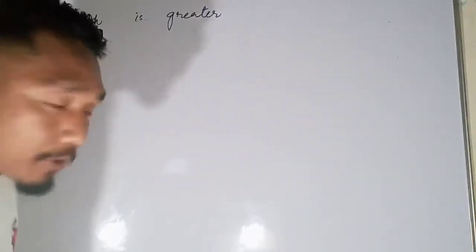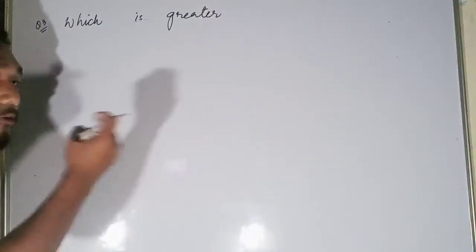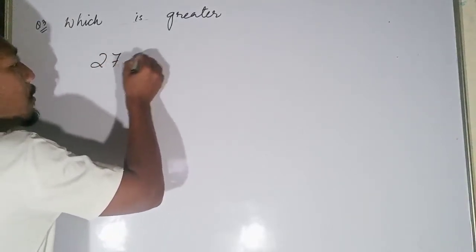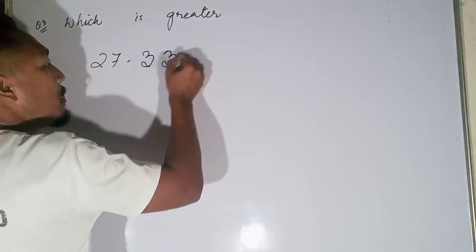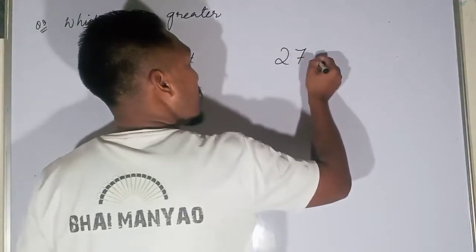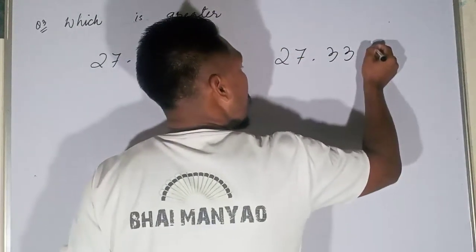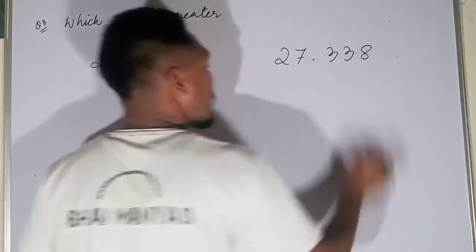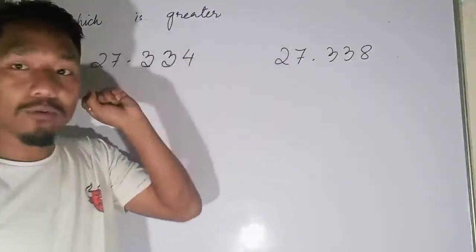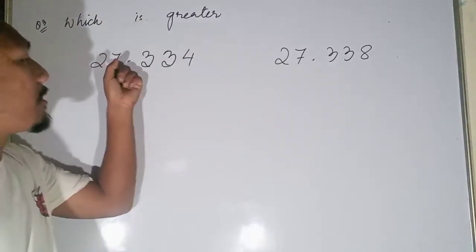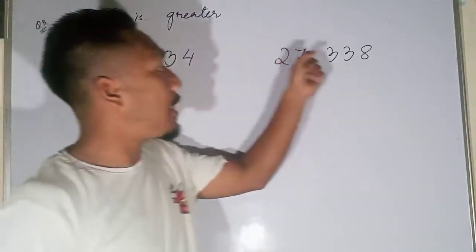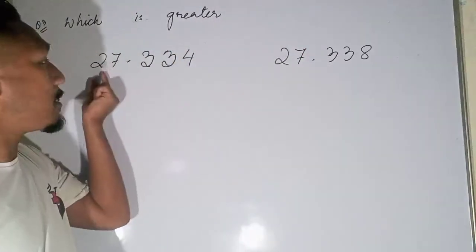Let's take some more numbers. Let's say 27.334 and another number like 27.338. Let's write these numbers. Here we have 2 and 2, they're equal. 7 and 7, again equal. Next we have a point and a point, so the point is also the same.